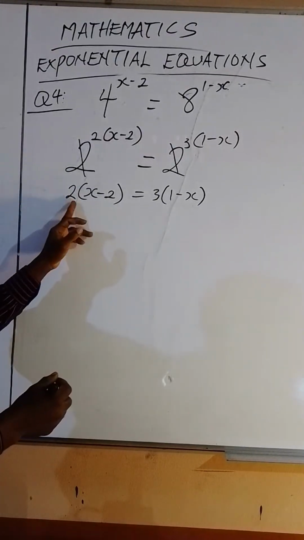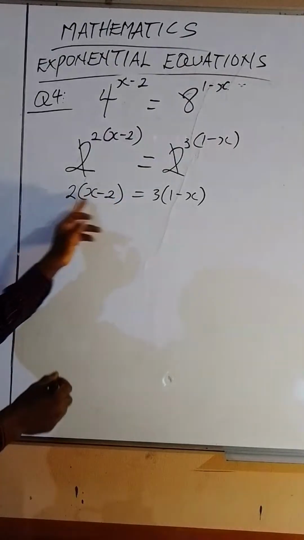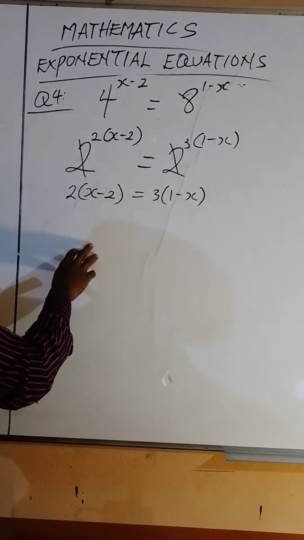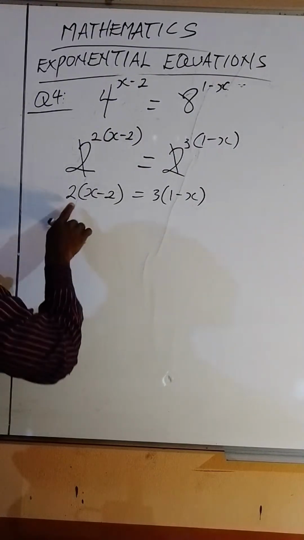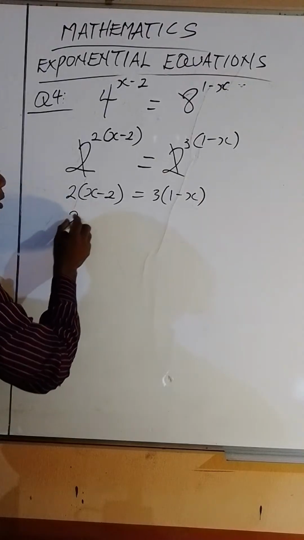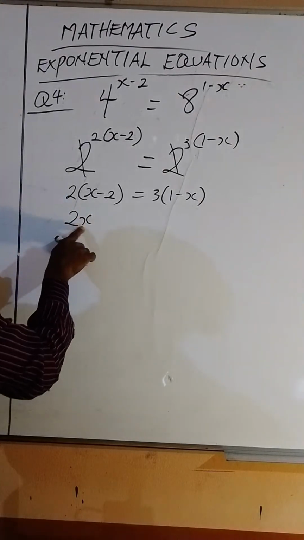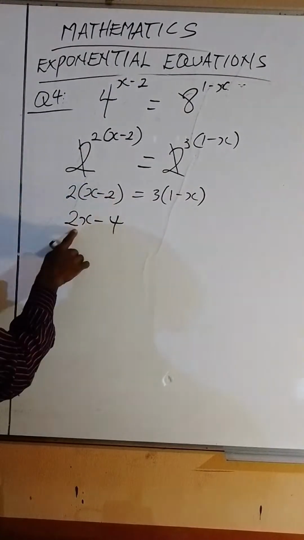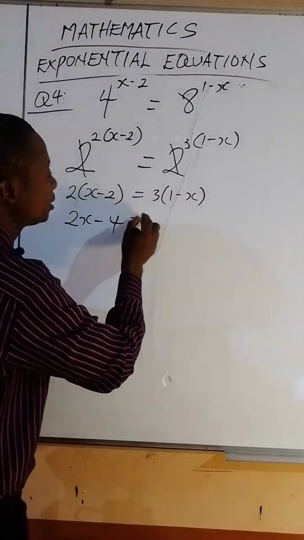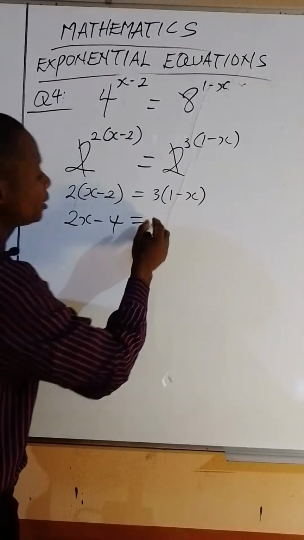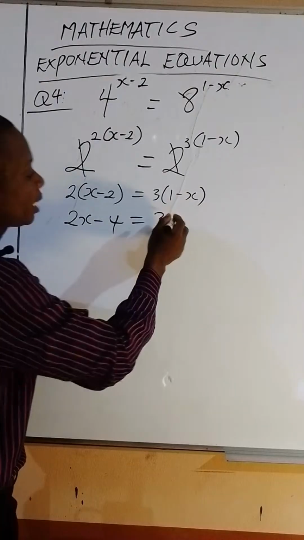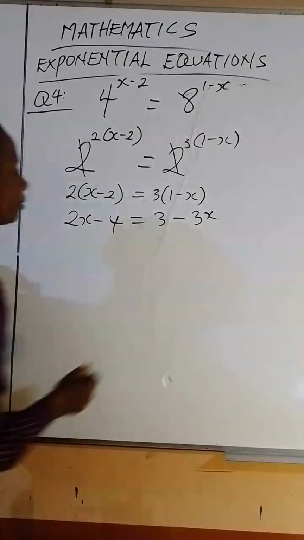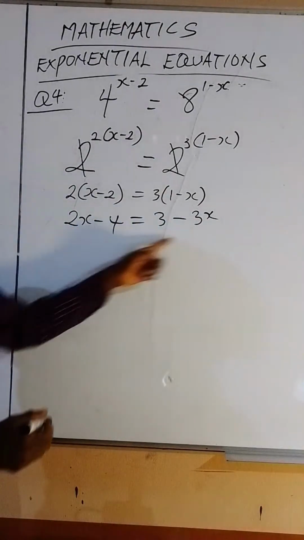So here we can multiply. Okay, we multiply out the brackets. When we multiply out the brackets, we are going to have 2 times x, and this is 4 here. Just open the bracket, you get this. And this gives us 3 times 1 is going to be 3, and this is minus 3 times x here is 3x. Now it is time for us to collect our terms.